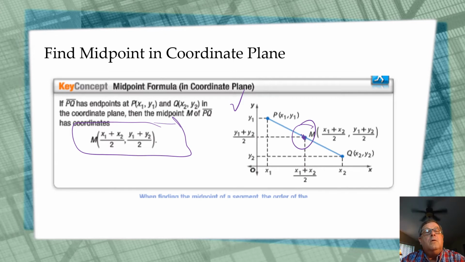One of our 4 pillars of mathematical success: persistence, practice, patience, and perseverance. We're going to do a little practice to find the midpoint in a coordinate plane.